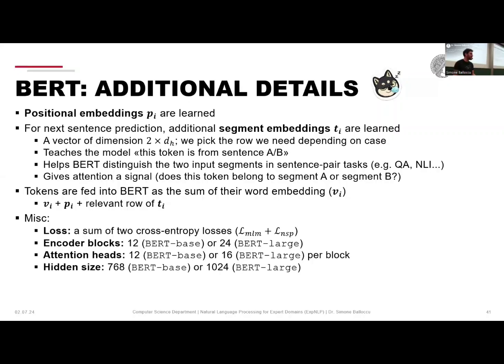And the hidden size, the word vectors of BERT, has 768 dimensions if you're using BERT base, and 1024 if you're using BERT large. Total parameters: 110 million trainable weights and biases for BERT base, and 340 million trainable parameters for BERT large.